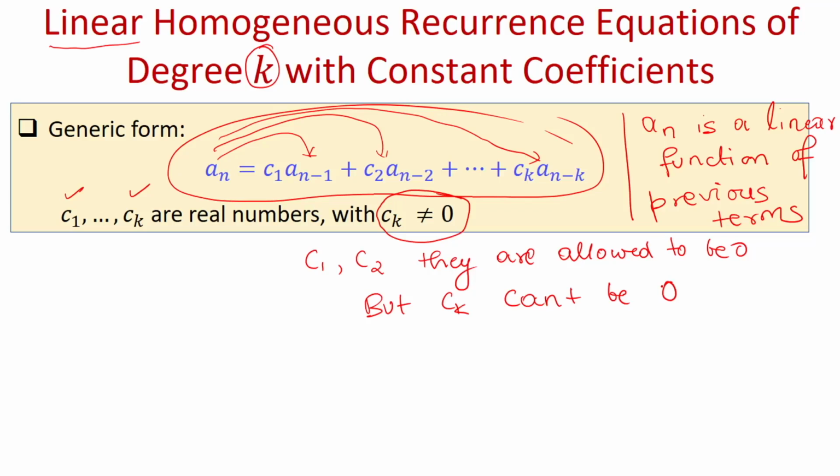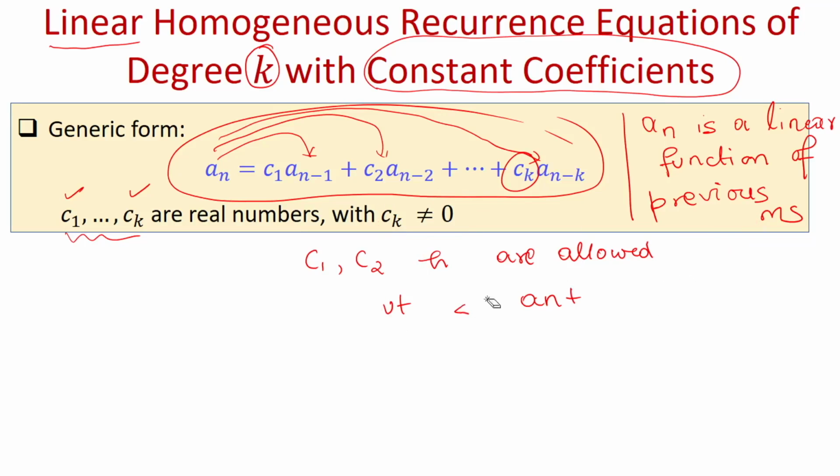It's similar to what we say in the context of polynomials. If I say I have a polynomial in x of degree t, then the coefficient of x power t should be non-zero. The coefficients of other powers of x may be 0. But since the degree is t, the coefficient of x power t cannot be 0. In the same way, when I say degree k, this Ck is not allowed to be 0. And the constant coefficients basically says that my combiners are constants here, C1 to Ck.